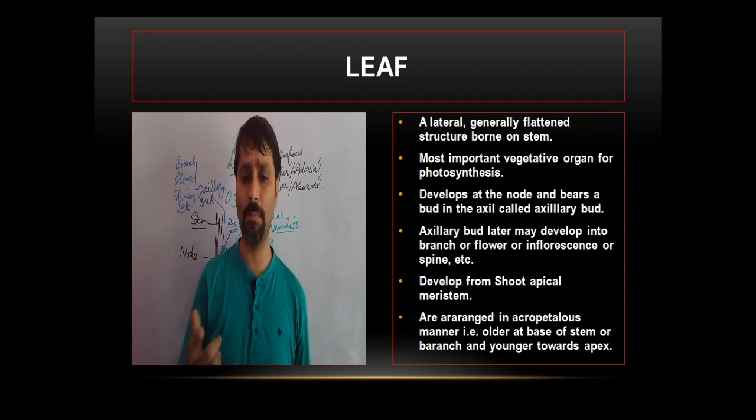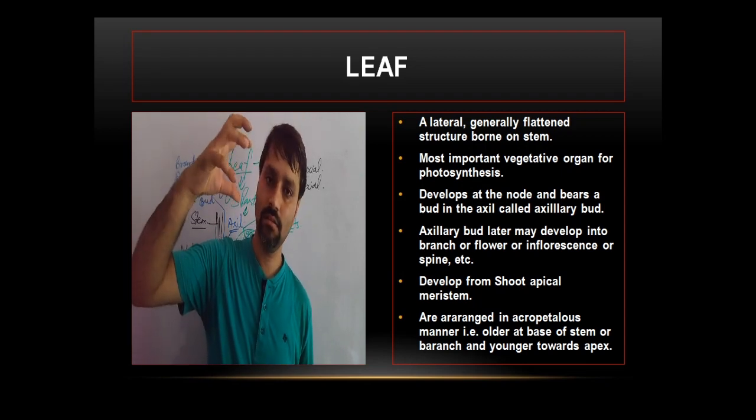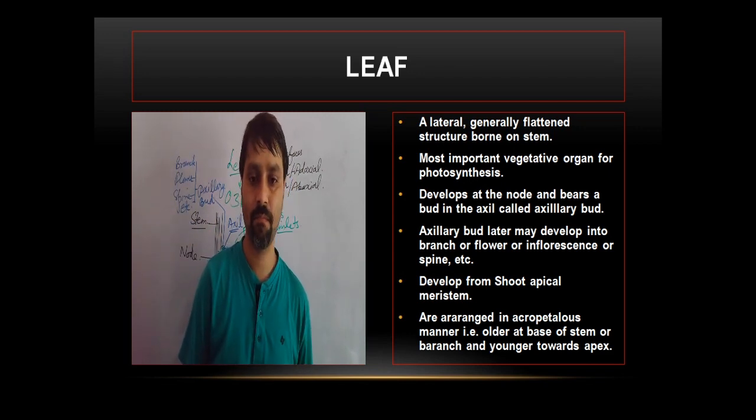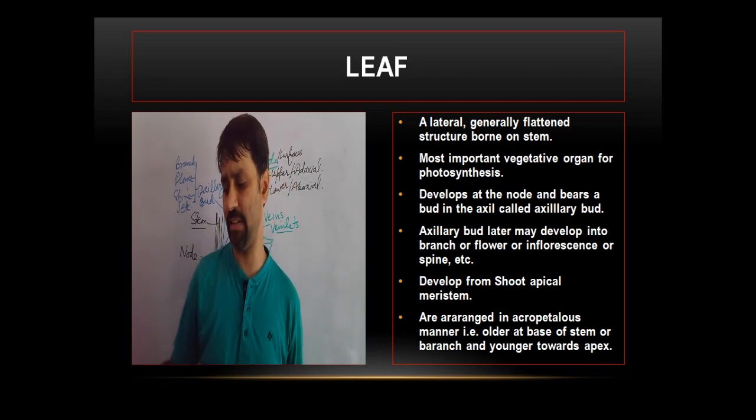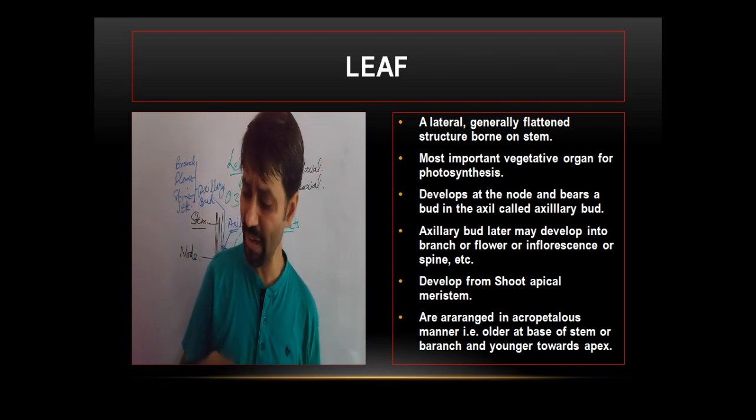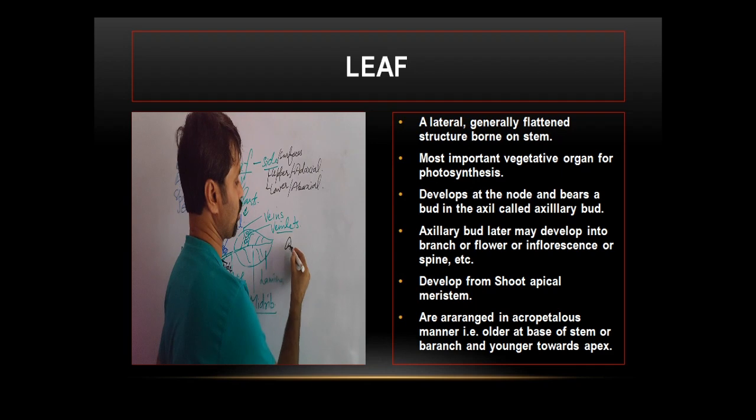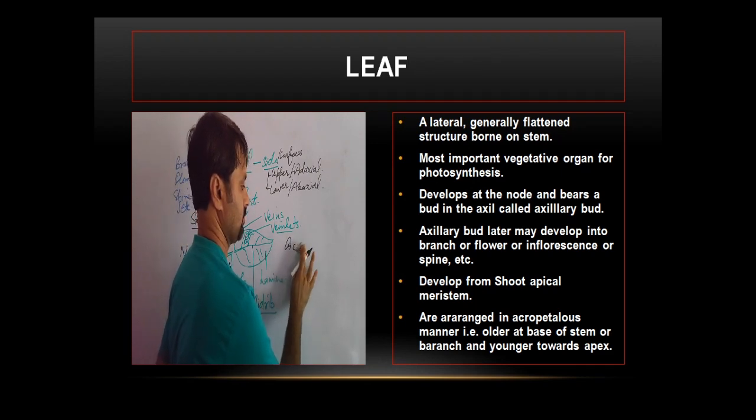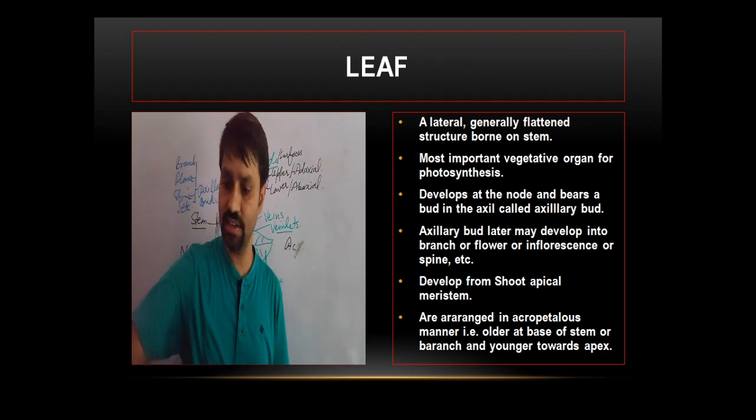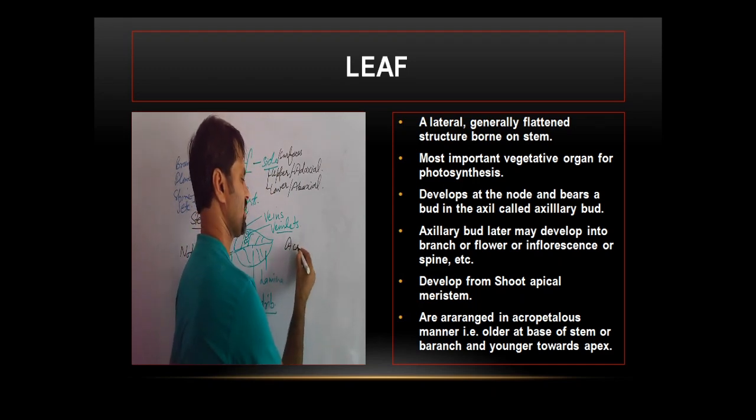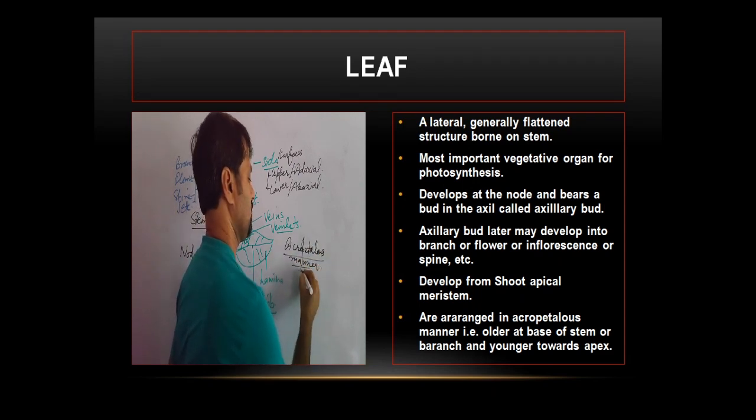It develops from the shoot apical meristem. They are arranged in acropetalous manner. This is very important. What does the acropetalous manner mean? See here. It is a very simple term.